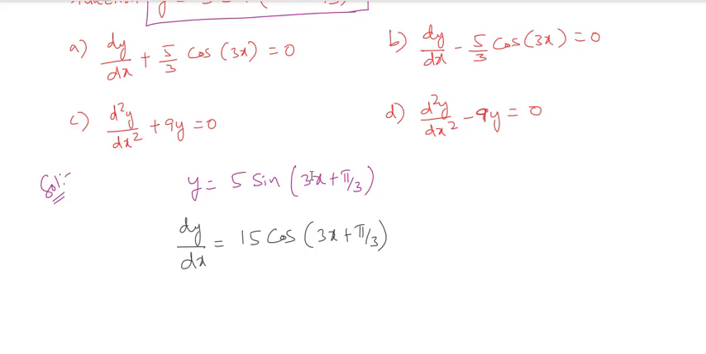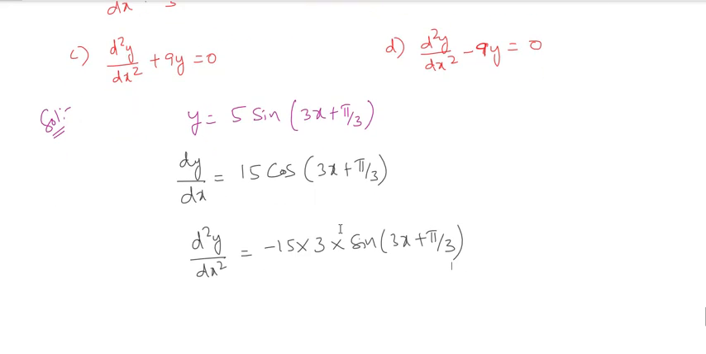So it is not showing any option. Am I right or not? Then try for the second time derivative. So do the second derivative, d square y by dx square, which is equal to what? Again you will have minus 15 into this 3 there, then sine of 3x plus pi by 3. So minus 15 into 3 means minus 45 will be there. This I can represent, if you check properly, as minus 9 into 5 sine 3x plus pi by 3.